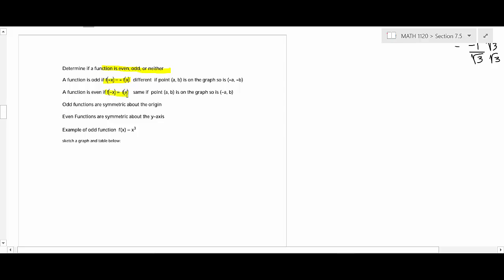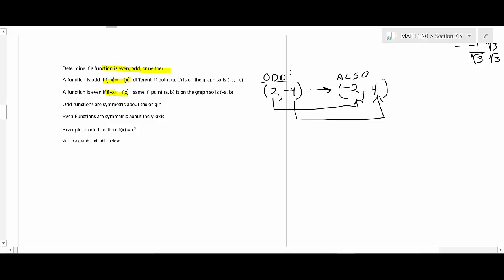Now, I'm going to show you what that means, because a lot of times students read that definition and they don't know what it's talking about. I would recommend that you write down a note to yourself like this. So here's an example of an odd function. Okay, I'm just going to randomly pick a point like 2, negative 4. If you have an odd function, then you will also have this point. Odd functions work like this. If x becomes opposite, so does y.